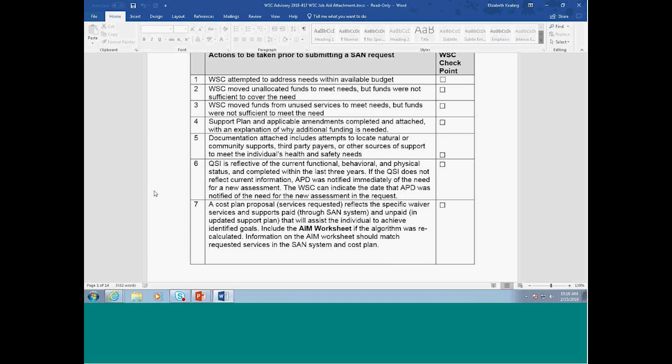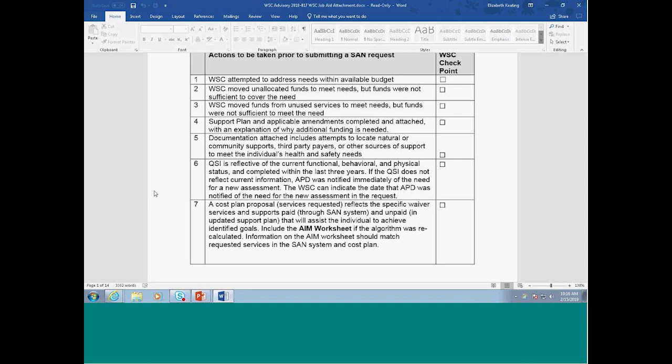Also, the support coordinator must include documentation that shows attempts to locate natural or community support, third-party payers, or other sources to meet the needs. This is something that the legislative staff are always asking when our management team goes downtown to make presentations. They always want to know that we are making sure the support coordinator is looking at natural supports before they're requesting additional funds. So please include this type of information in the documentation that you are providing to us.